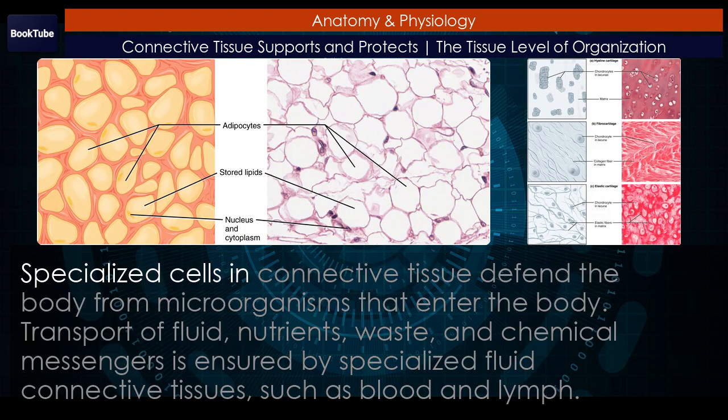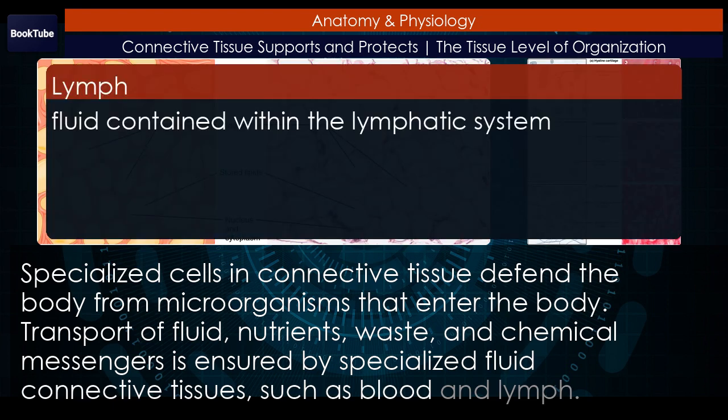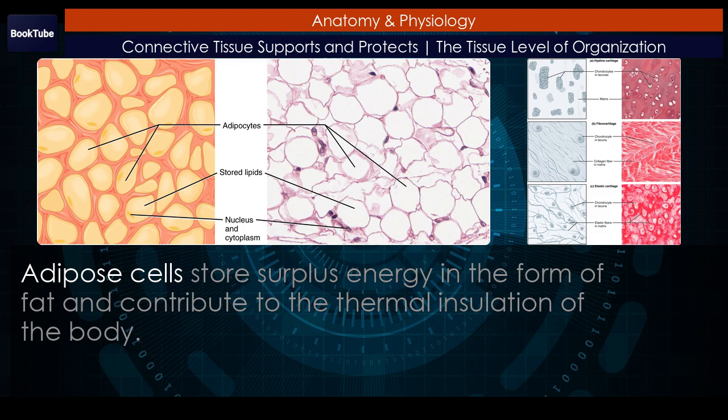Specialized cells in connective tissue defend the body from microorganisms that enter the body. Transport of fluid, nutrients, waste, and chemical messengers is ensured by specialized fluid connective tissues, such as blood and lymph. Adipose cells store surplus energy in the form of fat and contribute to the thermal insulation of the body.